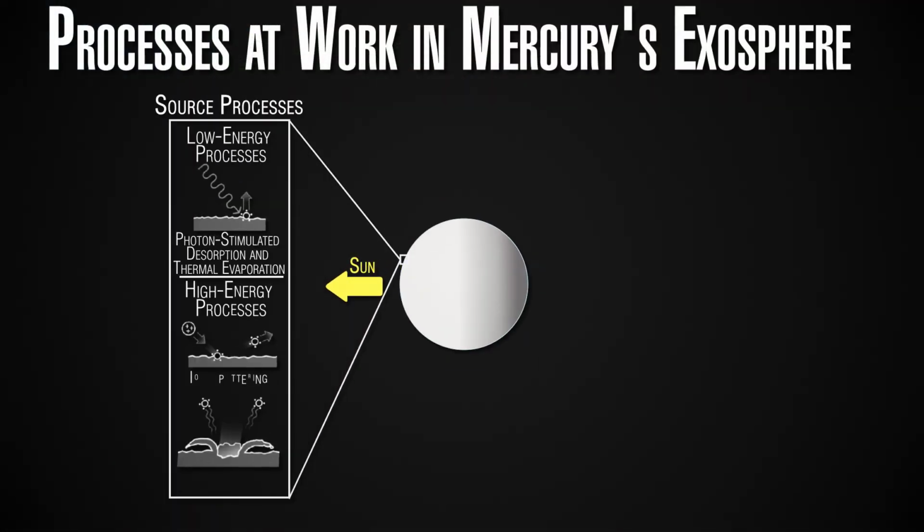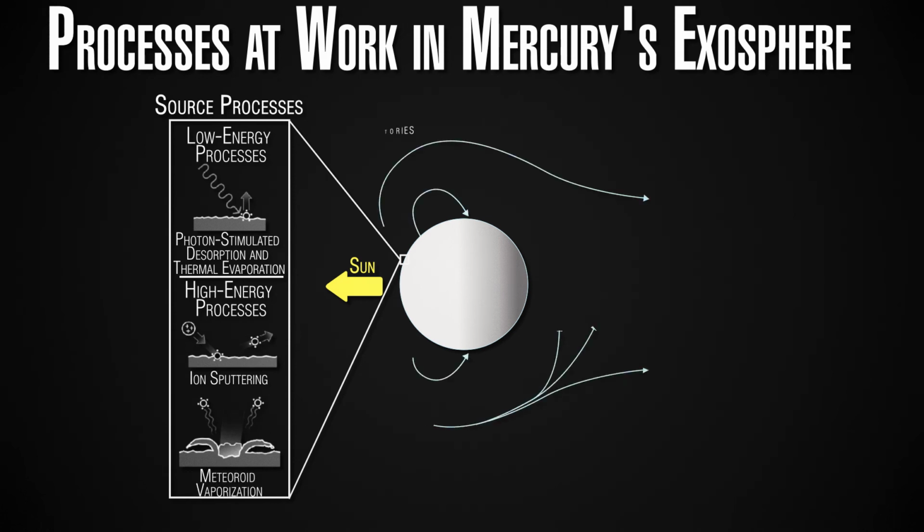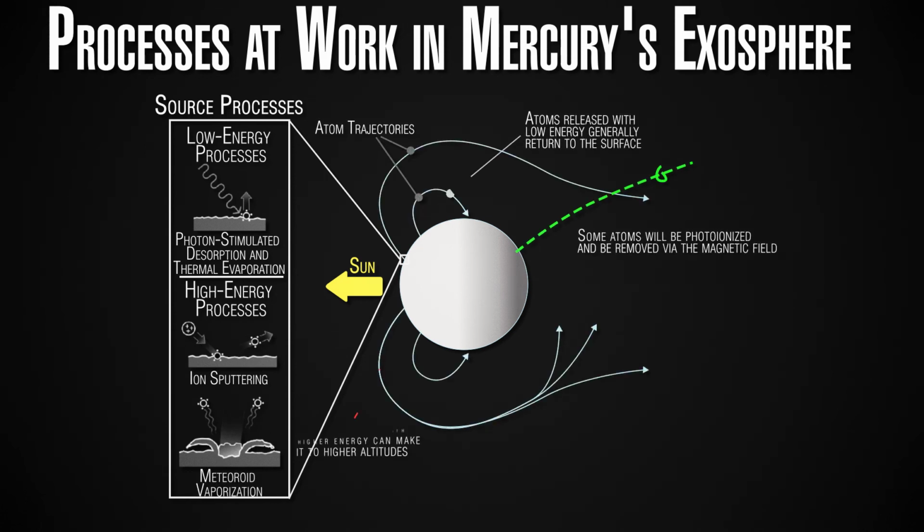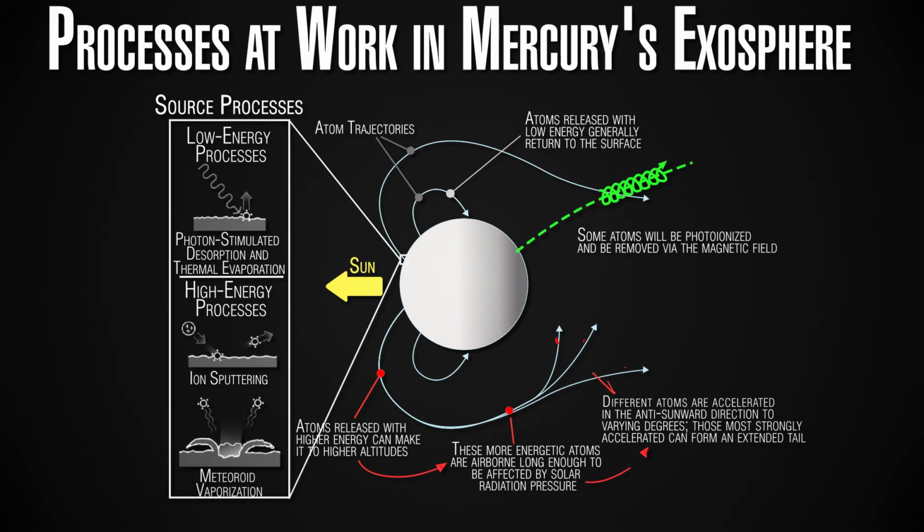There's a couple different ways to form an atmosphere on a body like Mercury or the moon. And we don't really know the relative importance of these different methods for creating the atmosphere. People have argued about them for a long time, and they're very hard to disentangle.